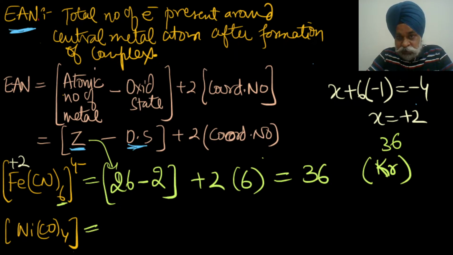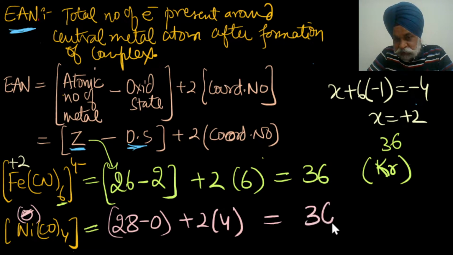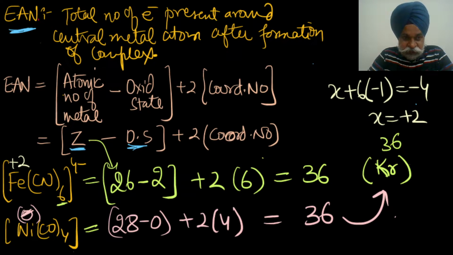Similarly, if I would go for the nickel metal carbonyl, this nickel is having atomic number 28. Oxidation state of this is 0, because carbon monoxide is a neutral ligand, and plus 2 into 4. So here also you happen to get the atomic number as 36 only. So this is one of the ways to find the effective atomic number.